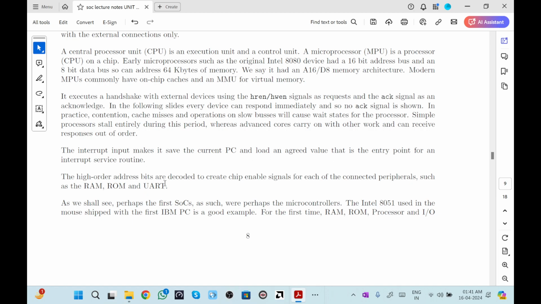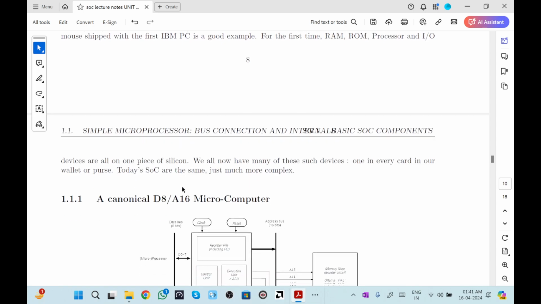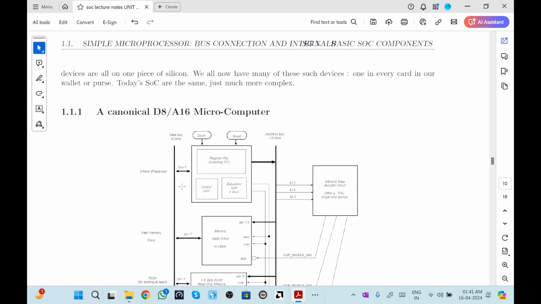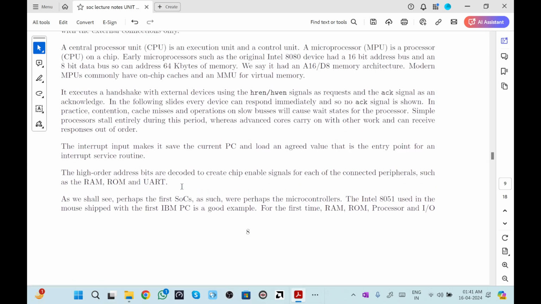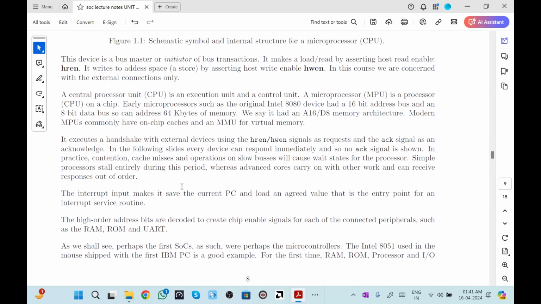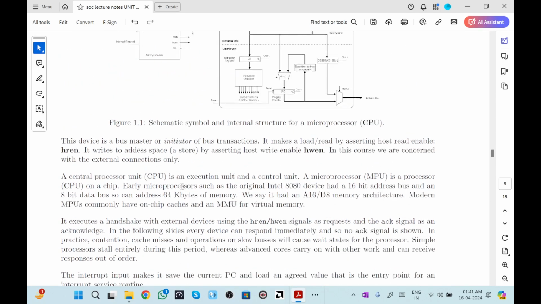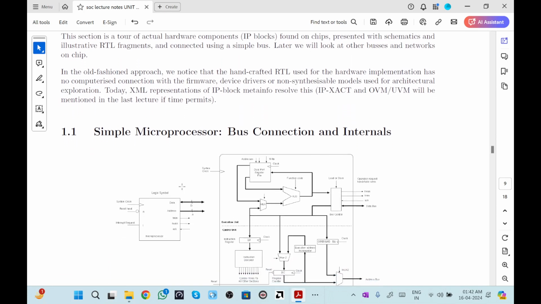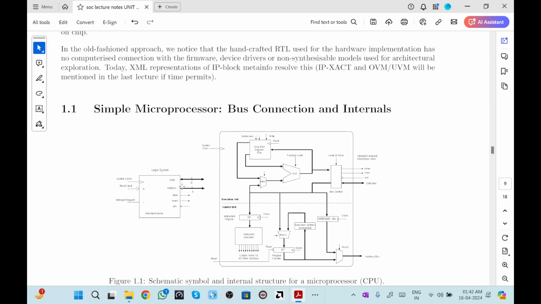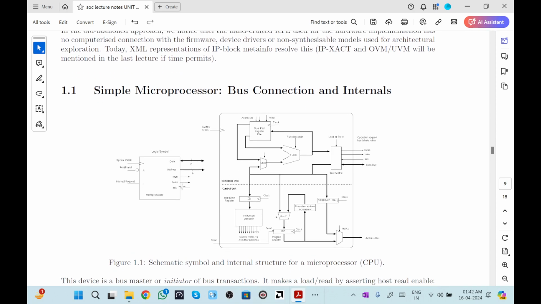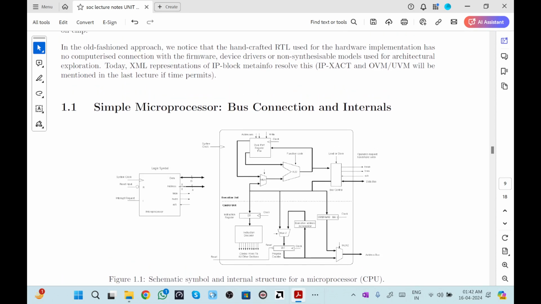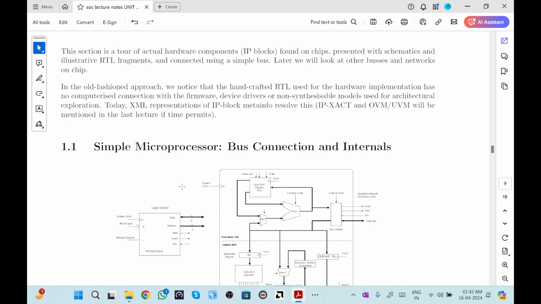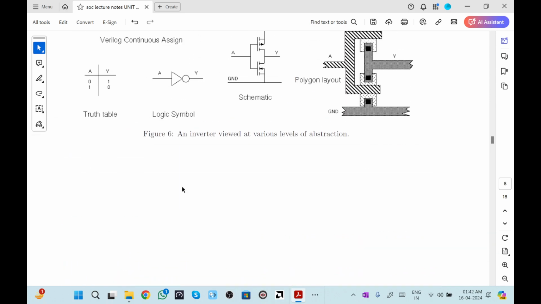So UART is, I already told you, a Universal Asynchronous Receiver Transmitter. I hope everything is clear till here, and I have made clear the basic architecture of the SoC and the connections which are established internally in the CPU. The CPU is divided into the execution part and the control unit.